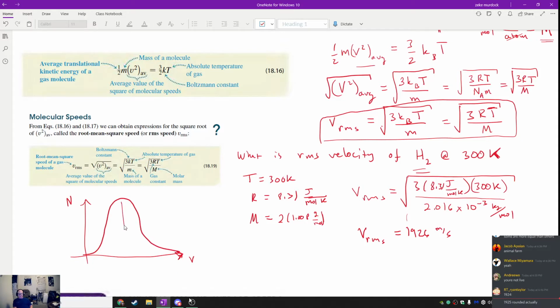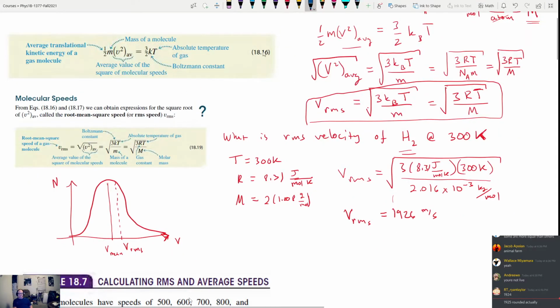And the mean velocity is right here. And the RMS velocity is usually slightly higher. Okay, so this would be VRMS right here. But the point is that a lot of the molecules are going to have larger velocities. Some of the molecules out here are going to have velocities that are way higher than VRMS, and some of the molecules down here are a lot colder, and they'll have a velocity much smaller than VRMS.